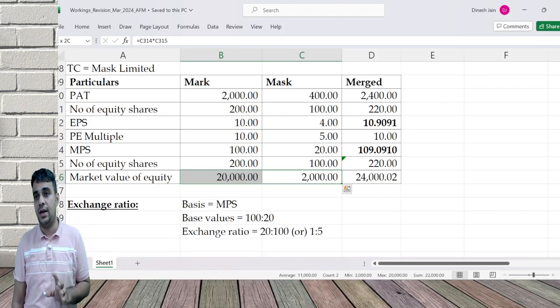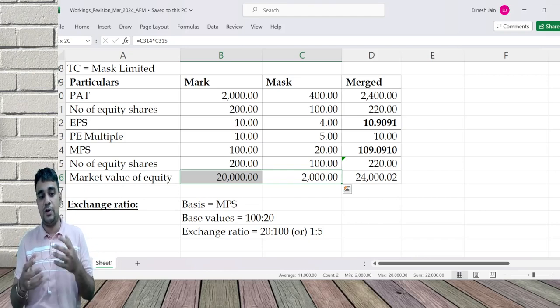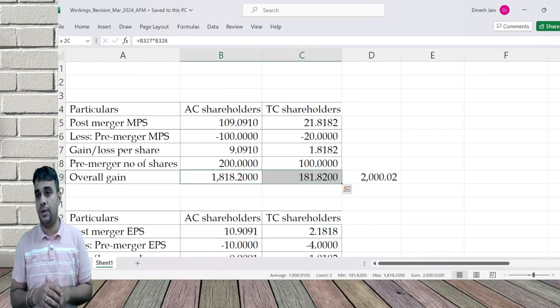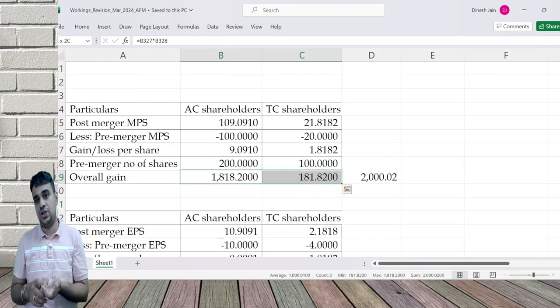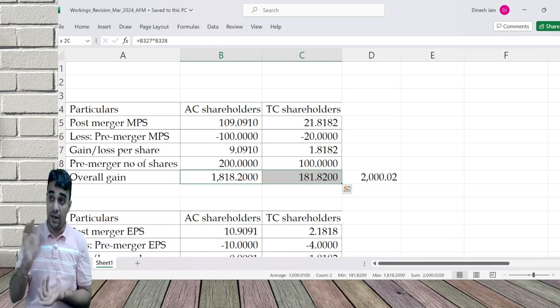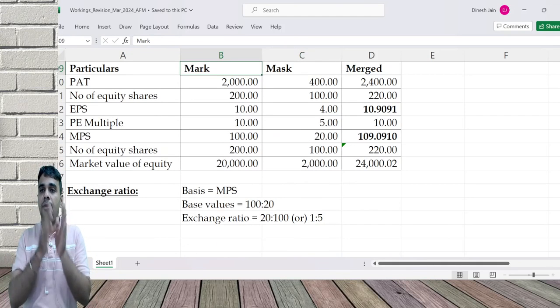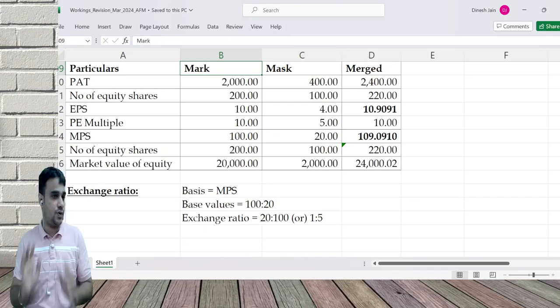Who's going to get this gain? AC may get it, TC may get it, or both may share it, or only one person may get it. That depends on the exchange ratio. For example, in this question, this 2000 was split as 1818 and 181. But if you change the exchange ratio, one party may gain, one party may lose also. That depends on the terms. Merger gain is when Mark plus Mask put together, the values are on the higher side.